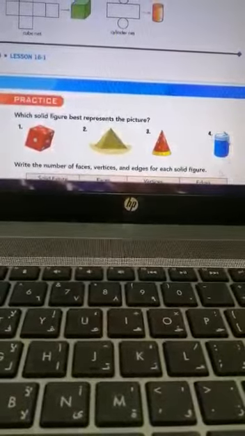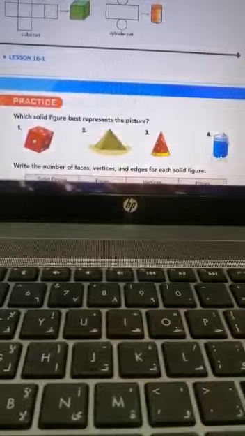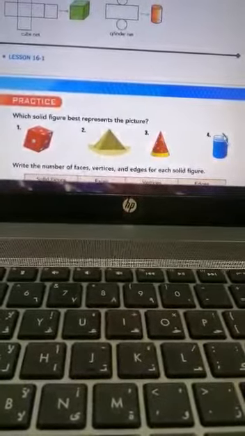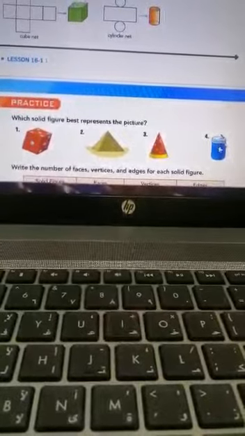Now, in number 4, look, at the bottom we have a circle. At the top we have a circle. Then we have 2 circles, circular bases. Then we name it cylinder.